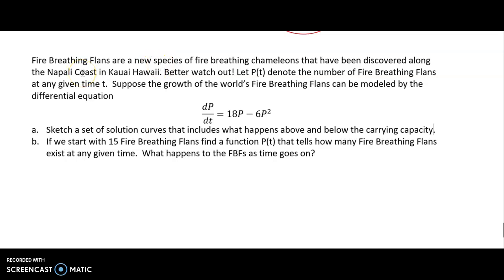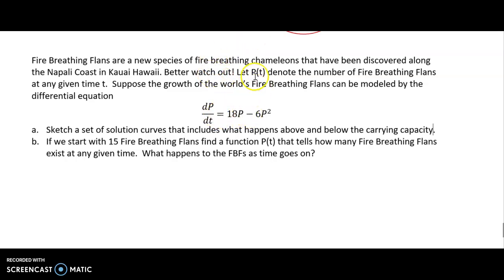All right, first study guide problem here. This is called a logistic growth model. It has to do with this equation right here. We have this new species of fire-breathing chameleons, called fire-breathing flans, that have been discovered all along the Nepali coast of Hawaii. You better watch out.